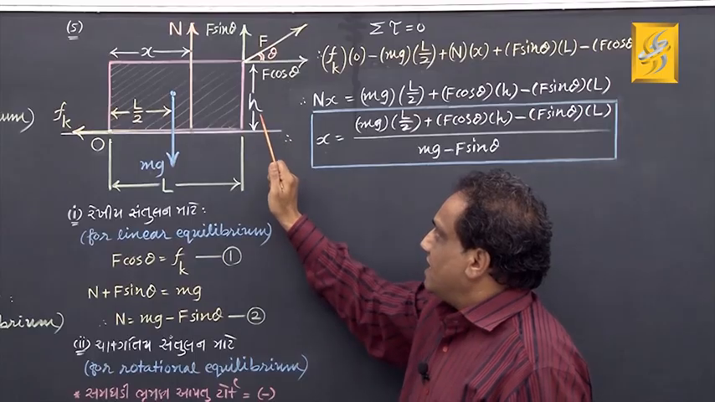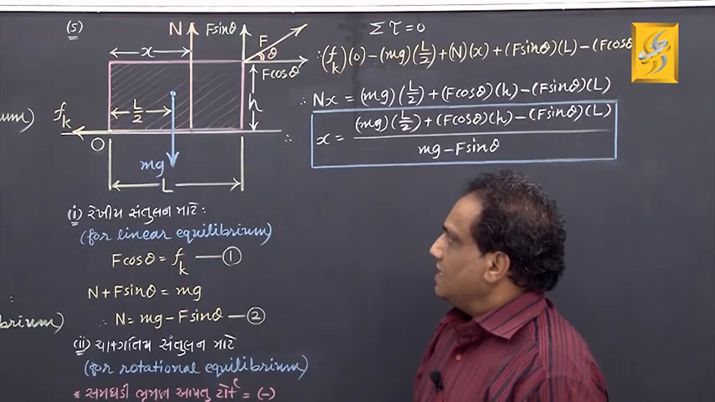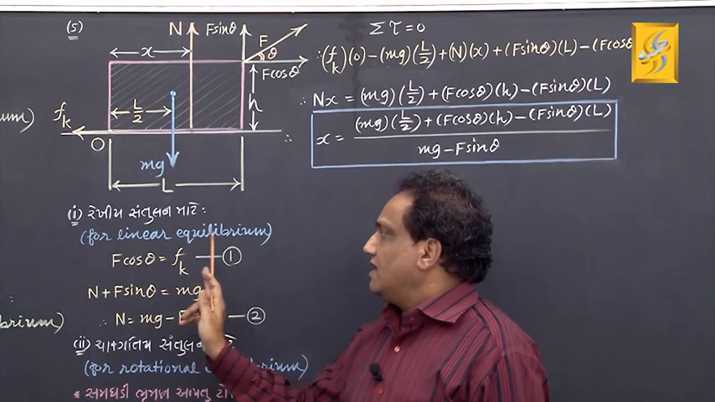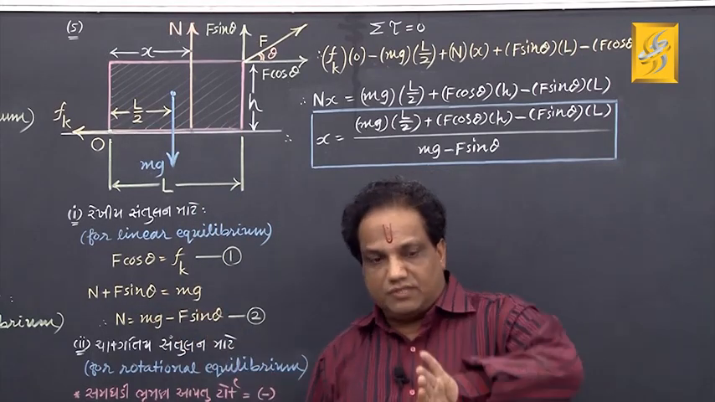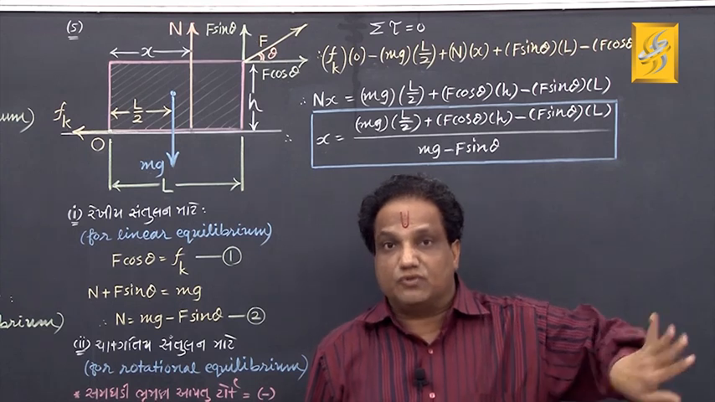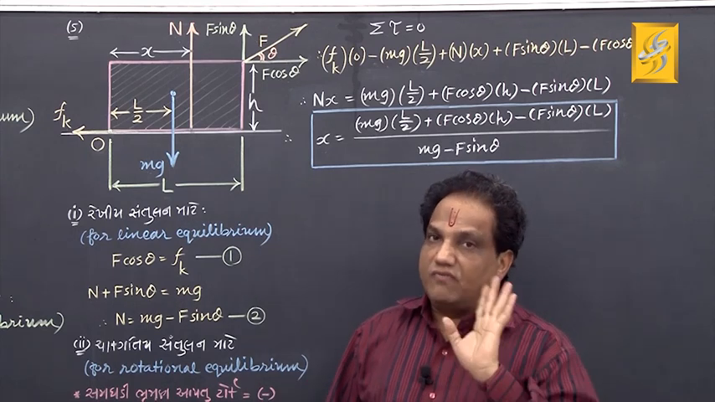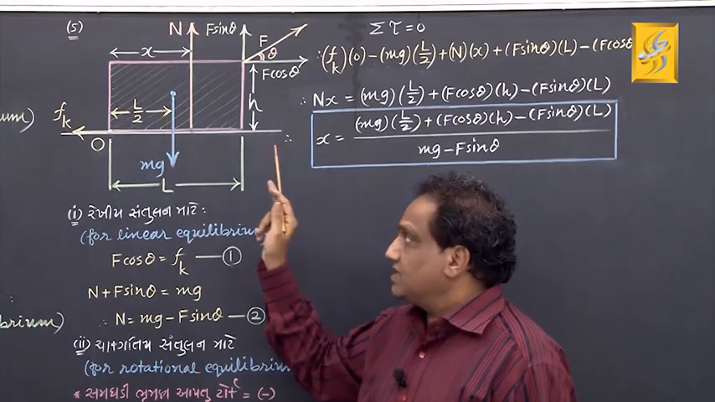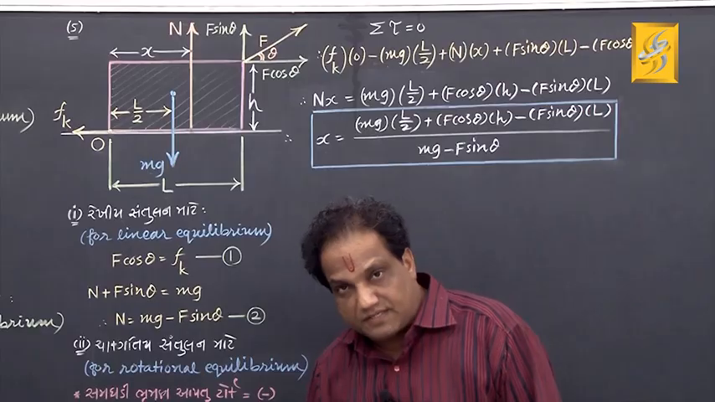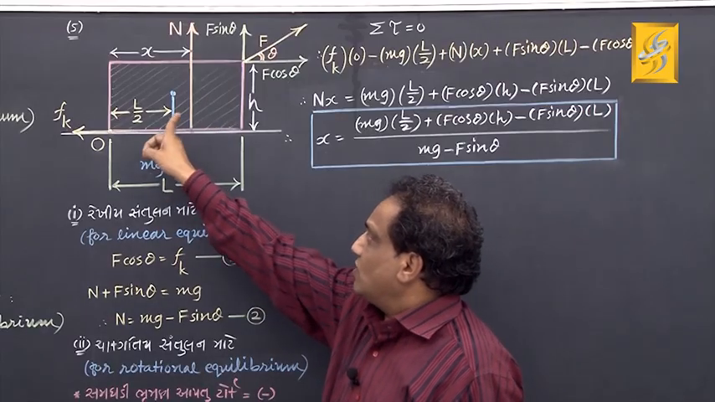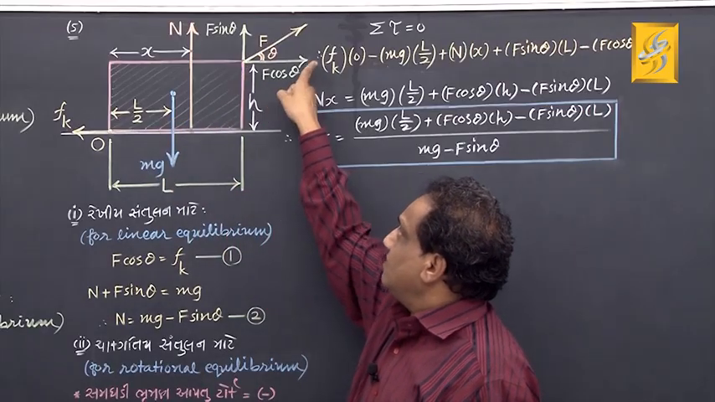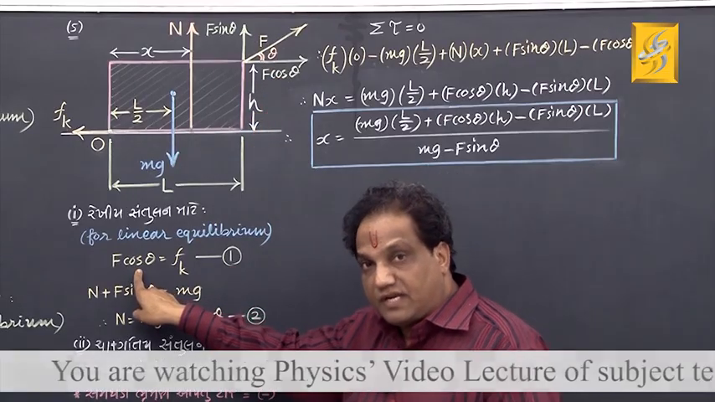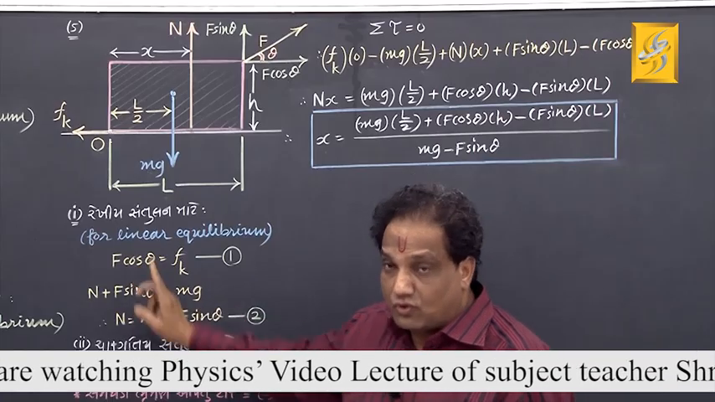This height is given as h. Now tell me, this block is under linear equilibrium because it is moving toward the right-hand side with constant velocity. For linear equilibrium, whatever is the force towards the right side, the same must be the force towards the left side. What is the force exerted on this block towards the right side? It is only one force, F cos theta. And that should be exactly balanced by the left-hand side force.